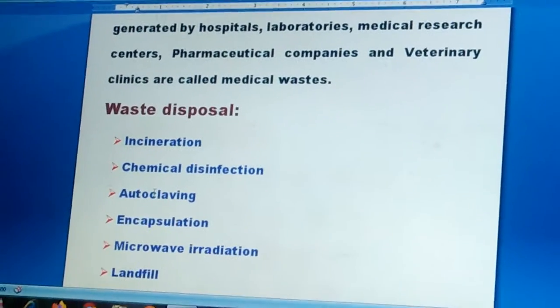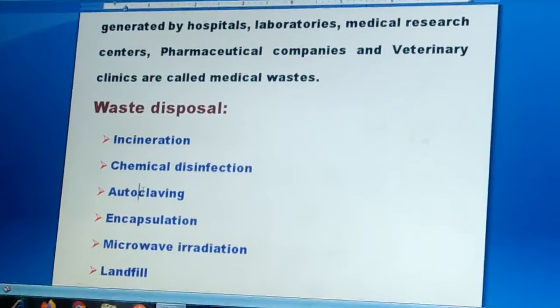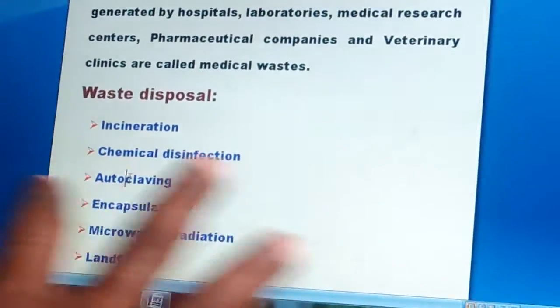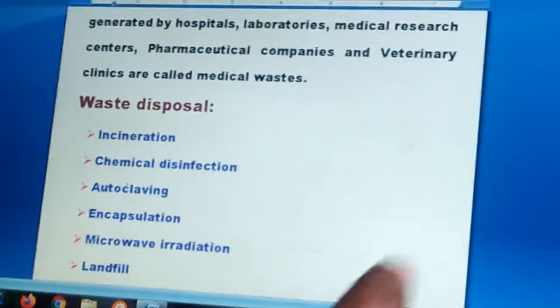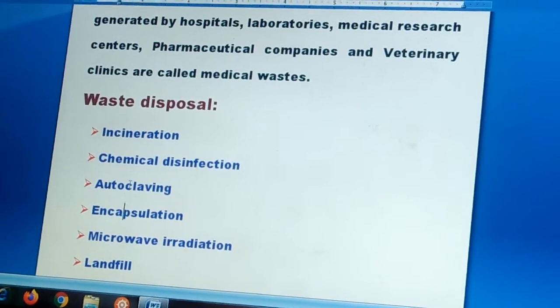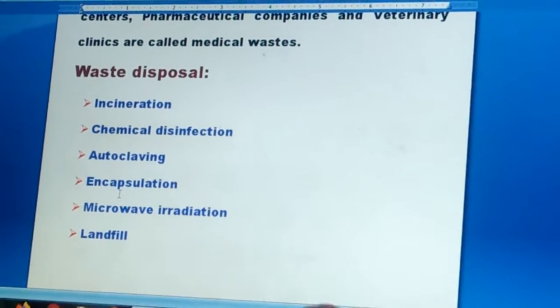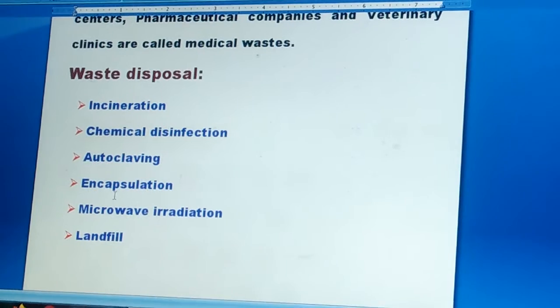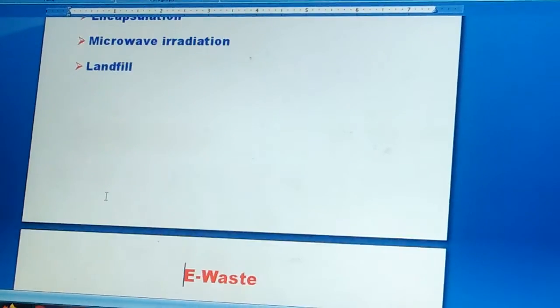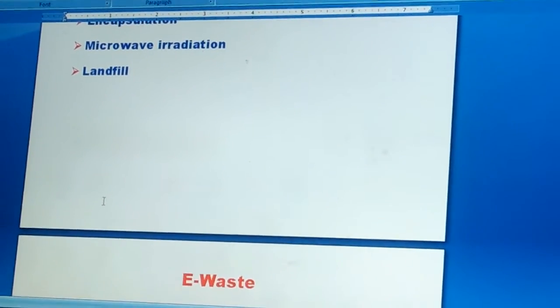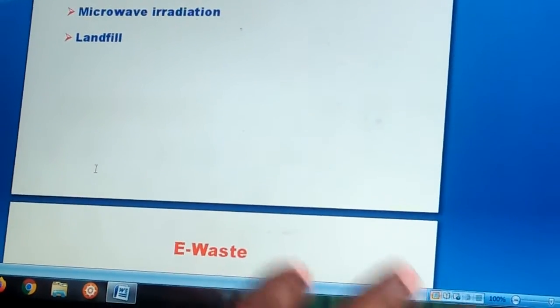Then microwave irradiation. If you irradiate the waste with microwaves, the microorganisms and some toxic things can be damaged and removed. Then landfill. Landfill means you take a pit, dump the waste, then fill it with soil. Landfilling has different methods also, but here we are talking about simply filling it with soil.